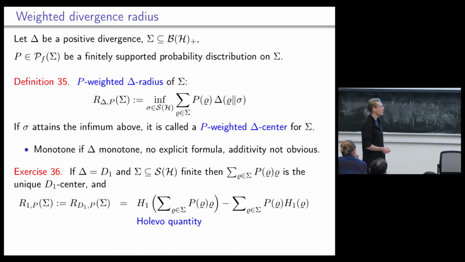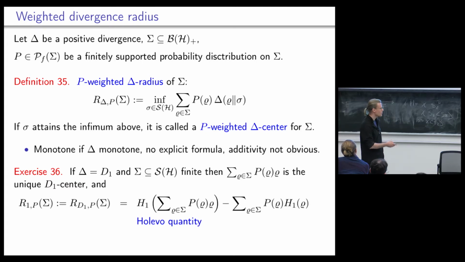you take a finite set, then the average state corresponding to this probability distribution is going to be the unique D1 center, and the corresponding radius is nothing else but the Holevo quantity of this ensemble. Okay, so this is just another way to write the well-known Holevo quantity of an ensemble of states.